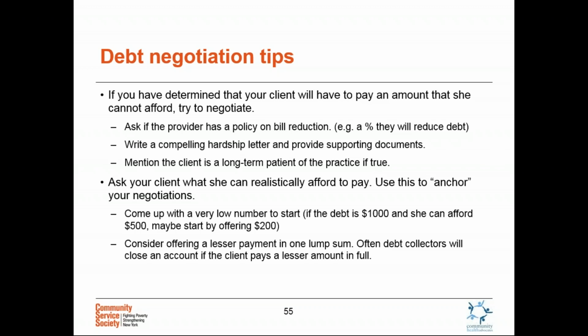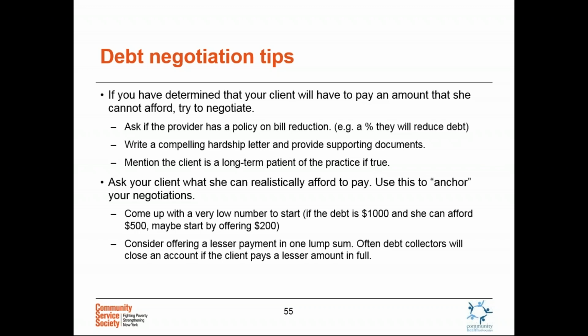Always write a compelling hardship letter if the facts allow, and provide supporting documents when you can. If it's true, mention that the client is a long-term patient of the practice. And when you're considering your opening offer, ask your client what she can realistically afford to pay. Use this to anchor your negotiations. So you want to start with a very low number. For example, if the debt is $1,000 and she can only afford to pay $500, then you don't want to offer $500 first, because if the doctor rejects that, you have nowhere to go. So you'd want to start lower, like $200.